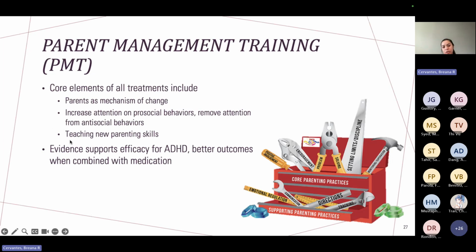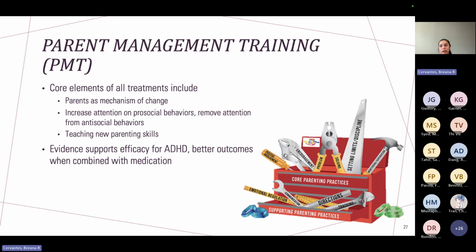And we're teaching the parents new parenting skills. There's a lot of evidence to support the efficacy of this type of parent training intervention for ADHD. And it has even better impact on the child when it's combined with medication.